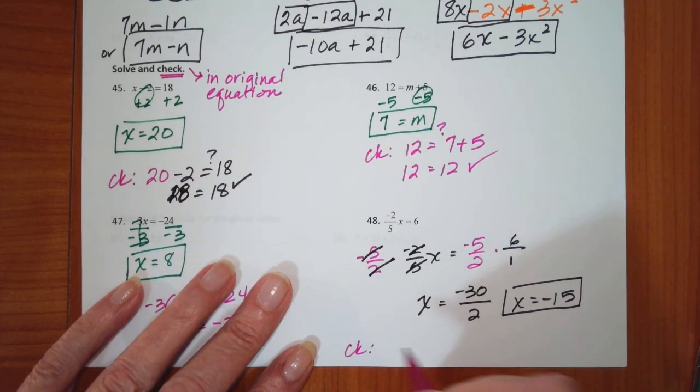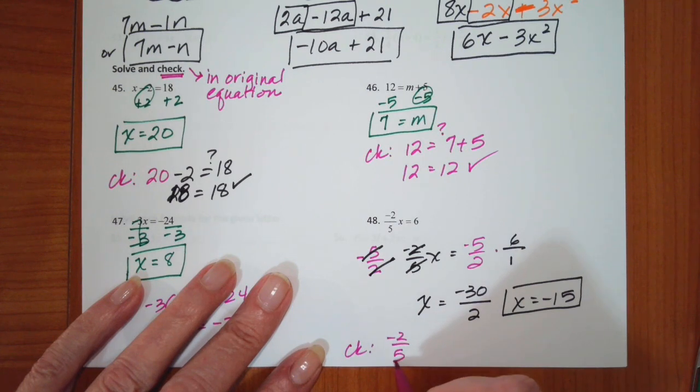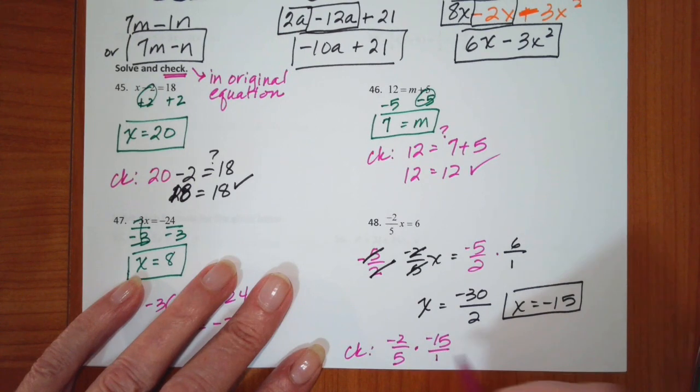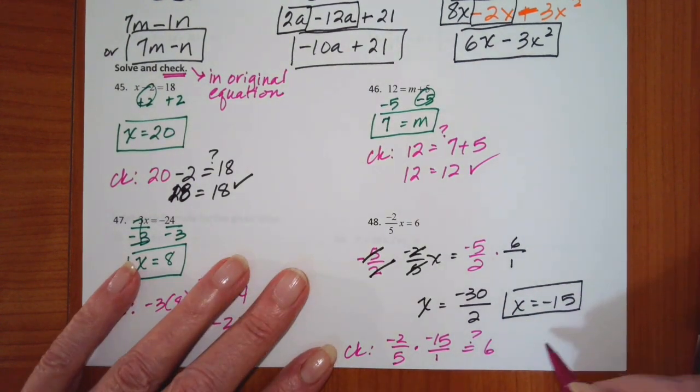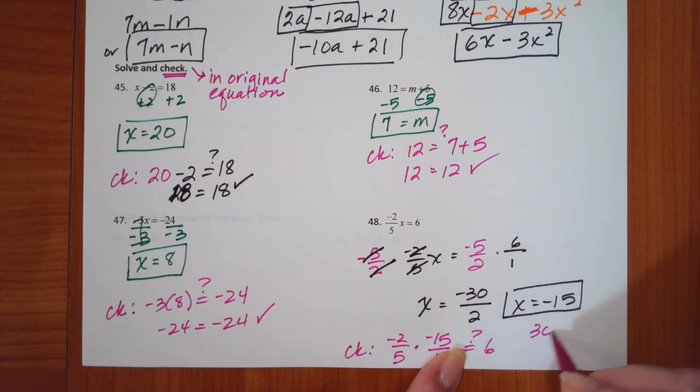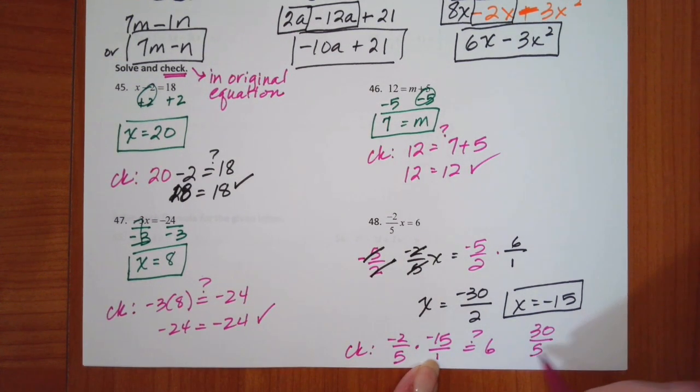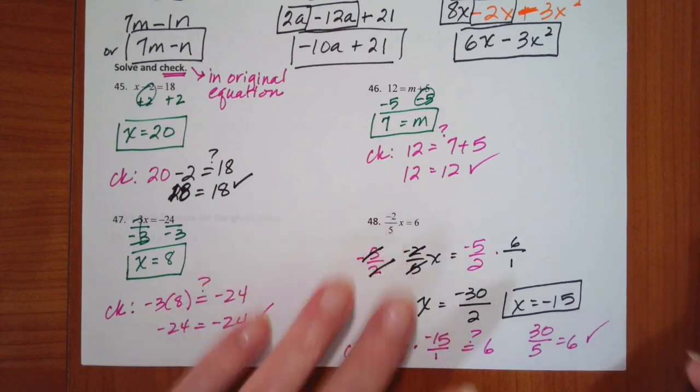So my check on this, I want to know if negative 2 over 5 times negative 15 over 1, is that equal to 6? Well, this becomes 30 divided by 5 is equal to 6, and that is true.